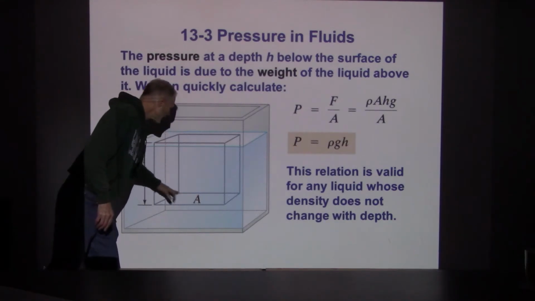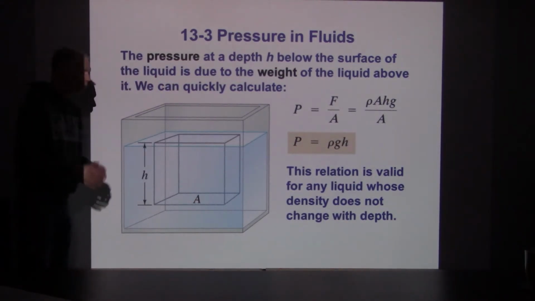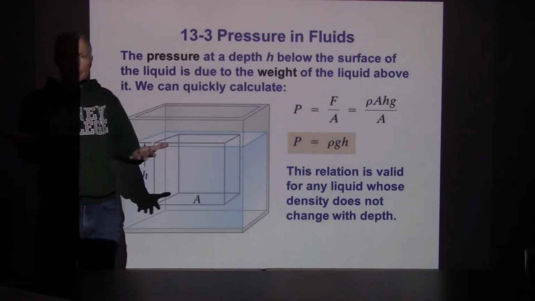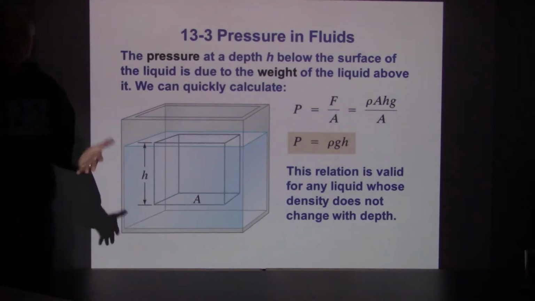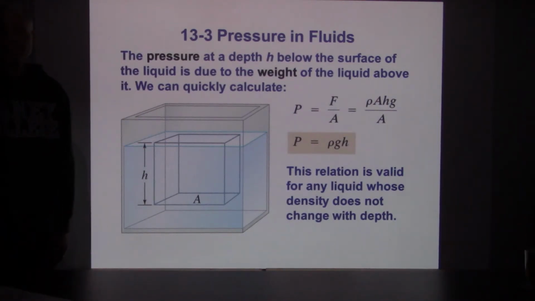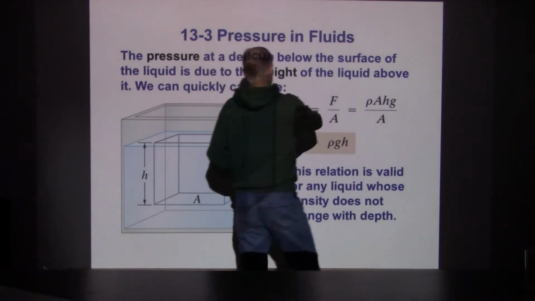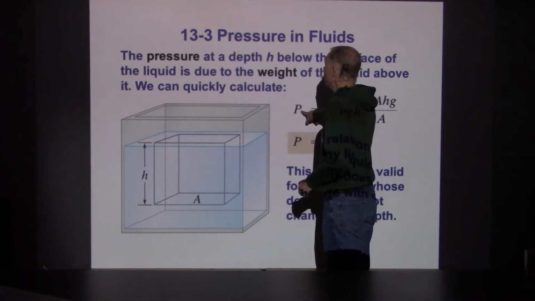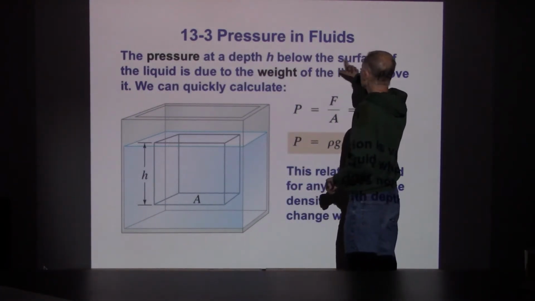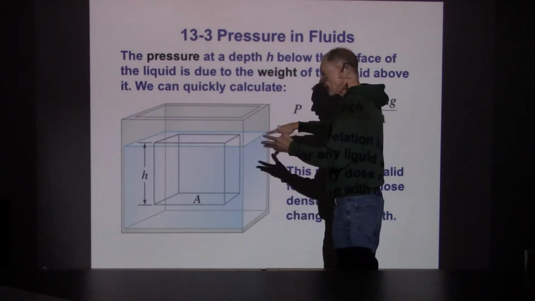And then there's a cross-sectional area of the object. So what we've got is an object with some cross-sectional area, horizontal measurements, and then a vertical measurement of h. What would the volume be? Well, the volume would be h times A. So here's the pressure now. The pressure at a depth h below the surface would be due to the weight of that fluid.